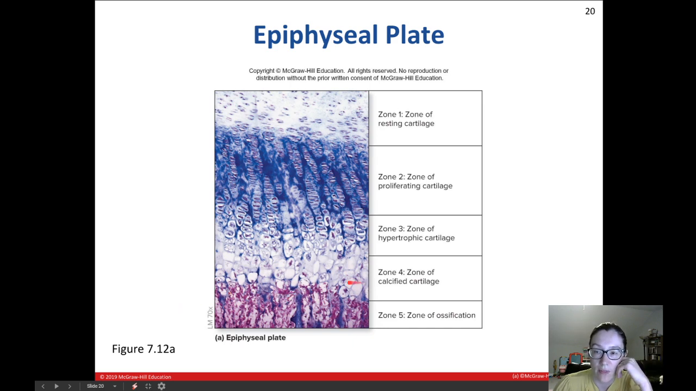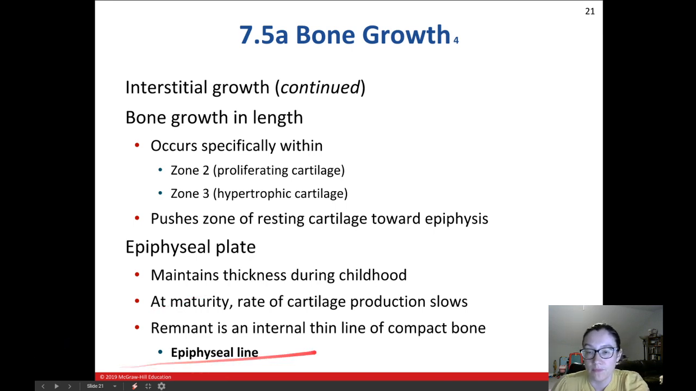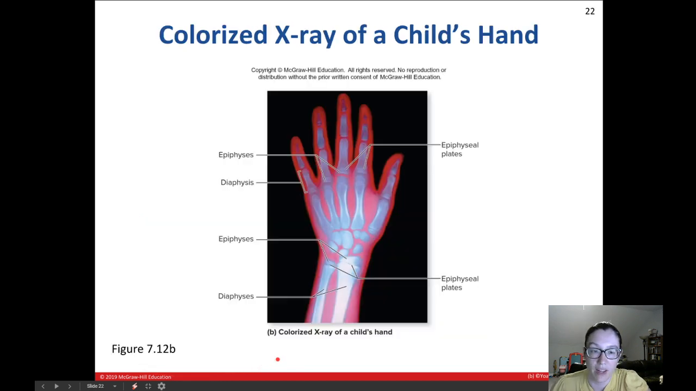And so this zone of ossification is going to start creeping closer and closer and closer to the epiphysis, right? We're going to ossify a little bit more every time. And so eventually, once all of that cartilage is turned to bone, then we say the growth plates have closed. And that becomes the epiphyseal line, and that's when the bone has reached its adult length and we cannot grow anymore.